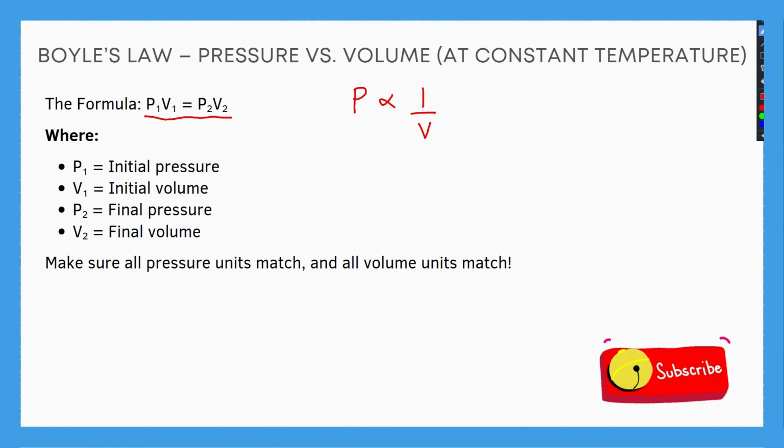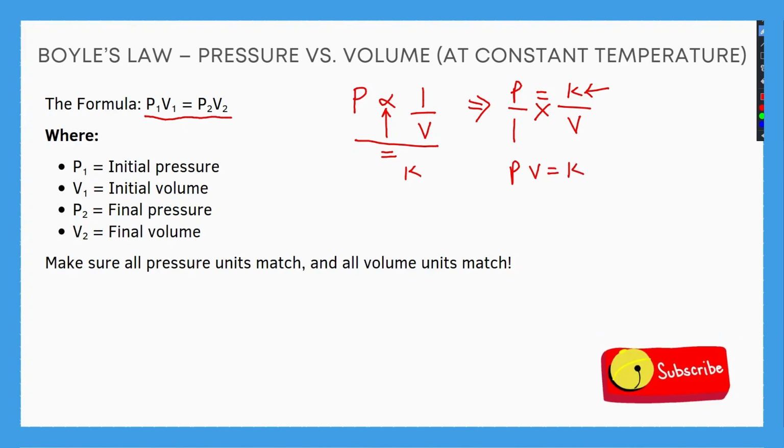Now, look at this mathematical expression. We want to change this sign of proportionality into an equality sign. So to do that, we need to introduce a constant K. When we introduce a constant K, this expression now becomes P is equal to K over V. So now that we have the mathematical equation, let's make K the subject of the formula. To do that, we can simply cross multiply. When we cross multiply, it becomes PV is equal to K.